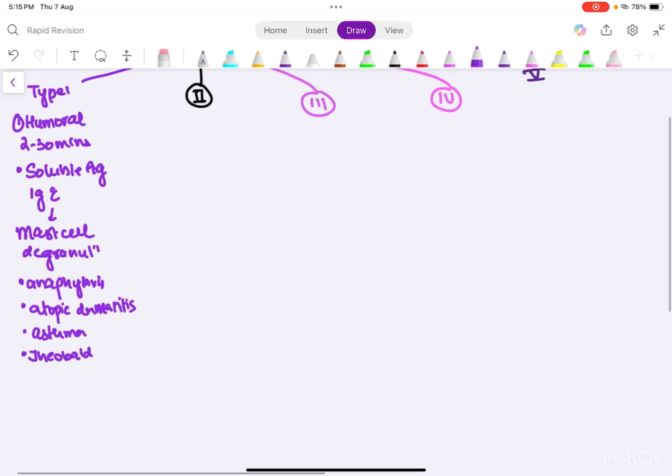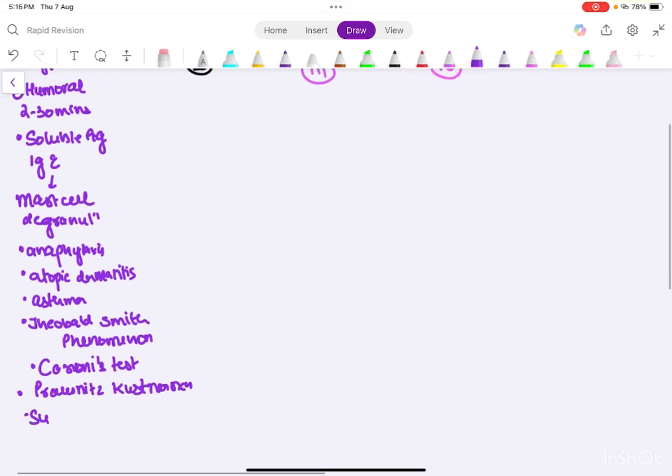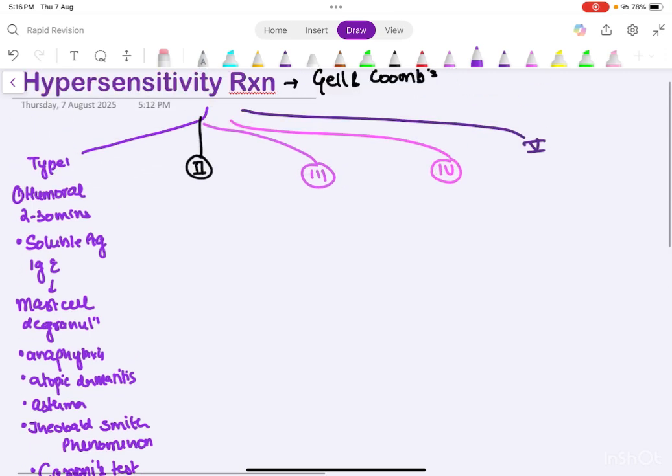Theobald Smith. You need to know all these examples because they ask questions according to the examples. So Casoni's test, then Prausnitz-Kustner reaction, Schultz-Dale phenomena. Alright, so this is type 1, which is mostly an allergic anaphylaxis reaction.